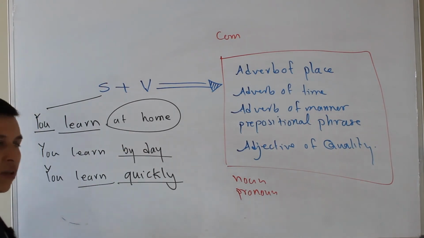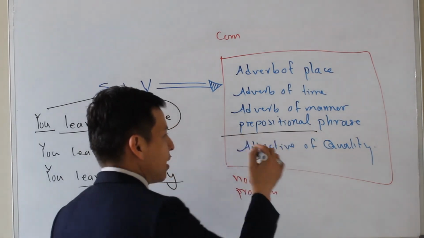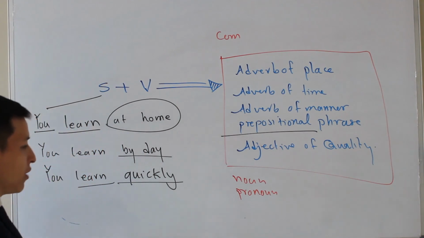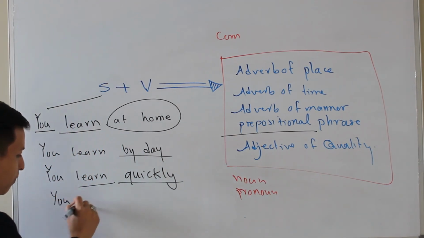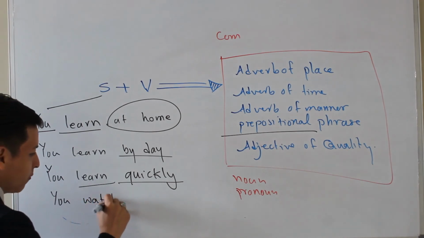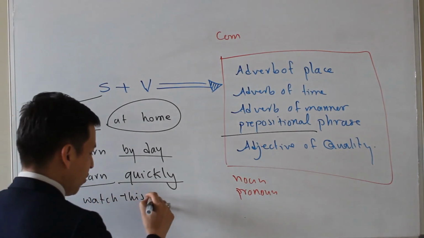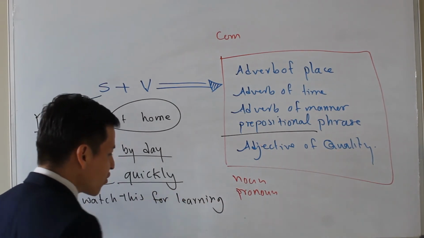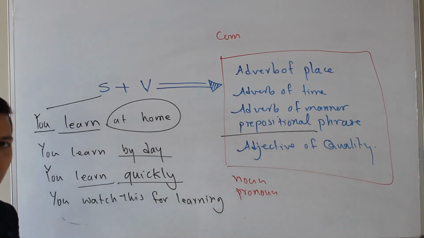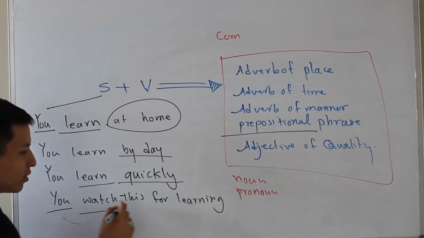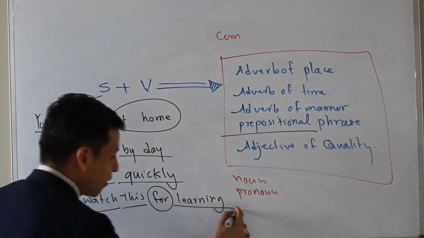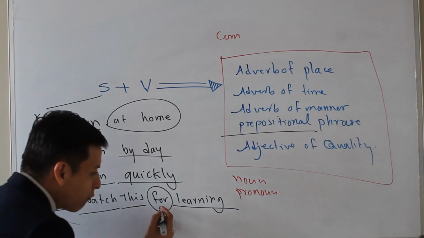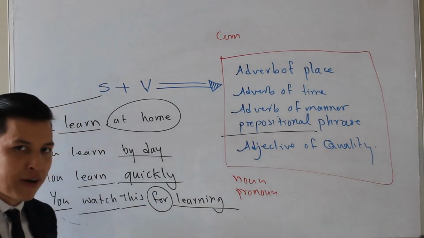Prepositional phrase. What is a prepositional phrase? If you have a preposition at the beginning of your phrase, that is a prepositional phrase. For example, you watch this video for learning. You watch this for what? For learning. Here, for is a preposition. So if our phrase starts with a preposition, it is a prepositional phrase.